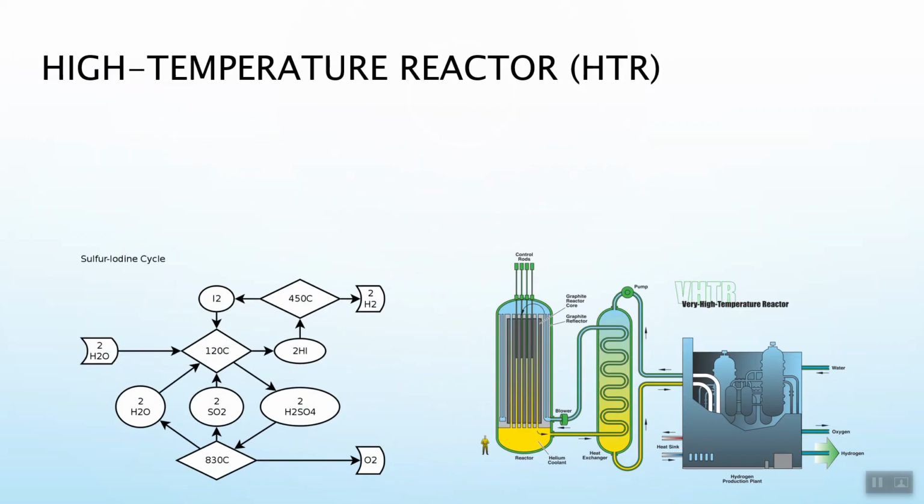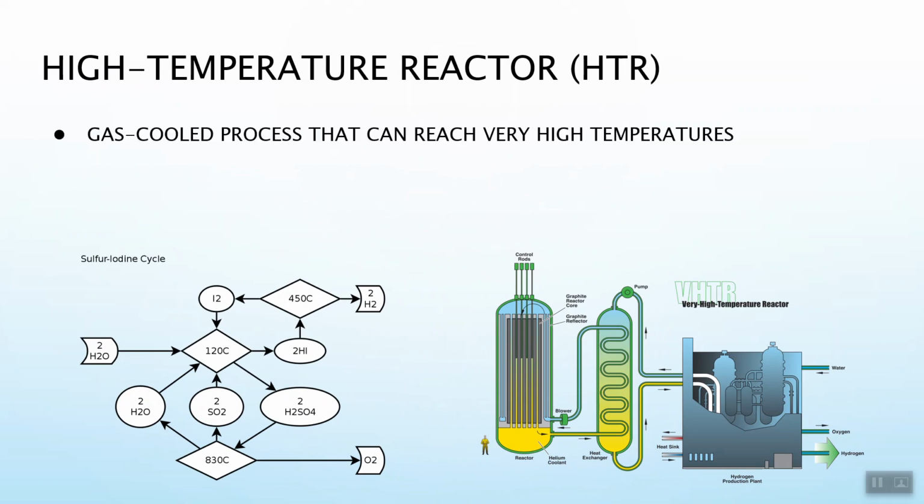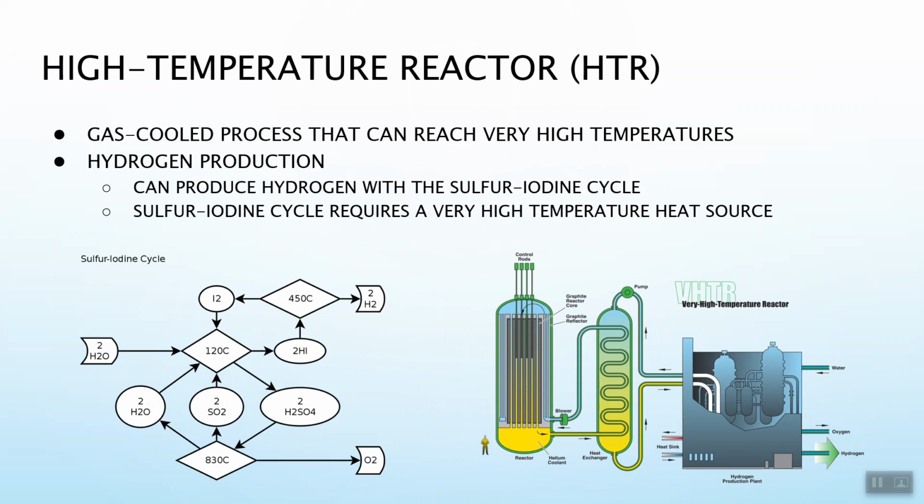The last design is a high-temperature reactor, which is different from other designs because they use coolants that can function at much higher temperatures, around 1,000 degrees Celsius. This is well suited for hydrogen production, since the chemical reaction to produce hydrogen, the sulfur iodine cycle, needs very high temperature inputs to react.